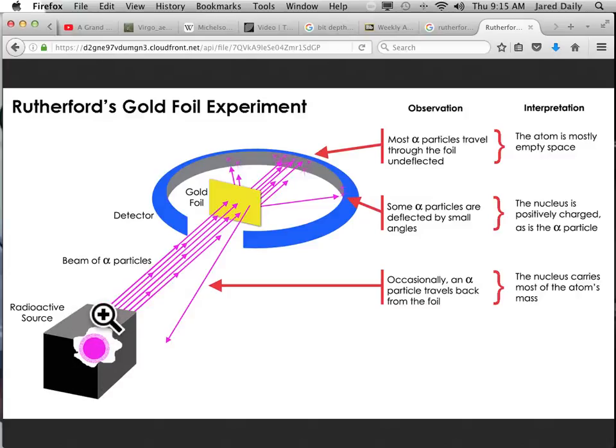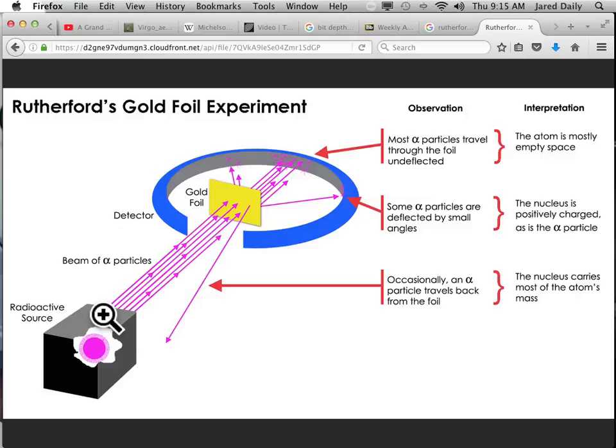So he had a lead box with a radioactive source in it, I think radium. Radium gives off a radioactive particle called an alpha particle, which is actually a helium nucleus. He didn't know at the time that it was a helium nucleus. He just knew that it was a positively charged, massive particle that would come out at high energy and high speed when you had radium.